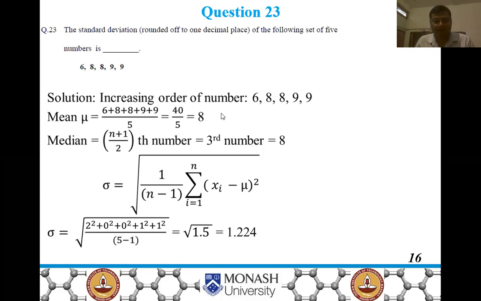So this will be equal to 1.224. So the correct answer is 1.224.